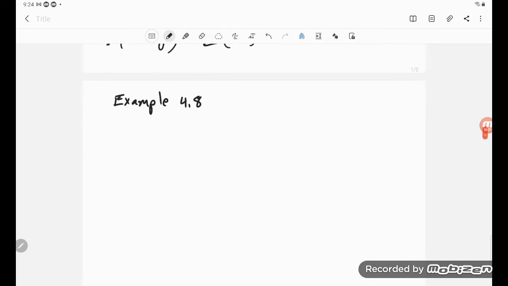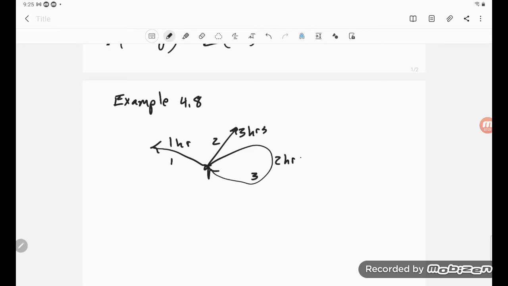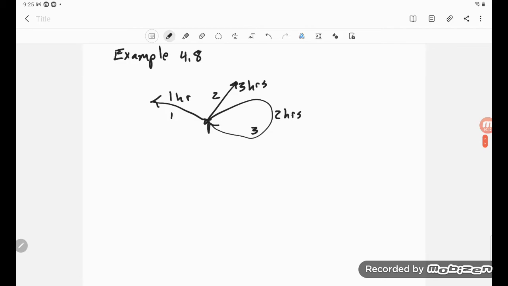In example 4.8, we have a motorist stranded in a snowstorm who can go one of three ways. Way one is 1 hour to safety. Way two is 3 hours to safety. The third direction goes in a circle and comes back in 2 hours. The question is, what's the expected time to safety?